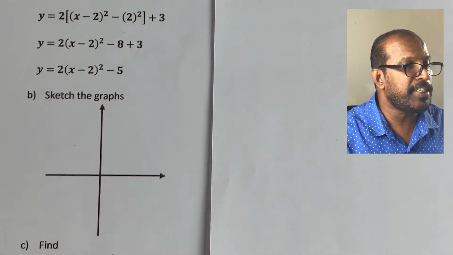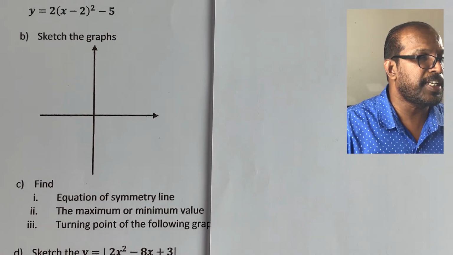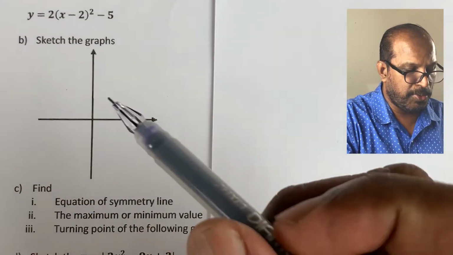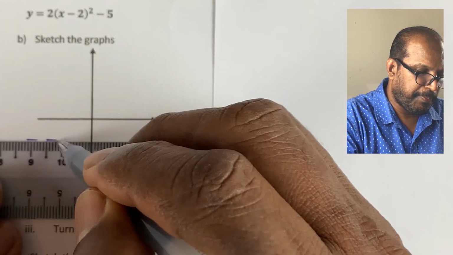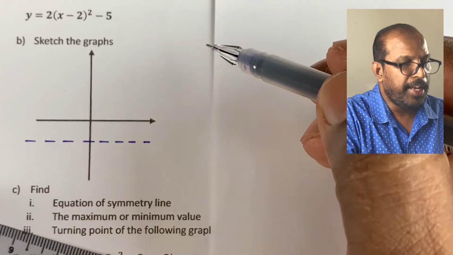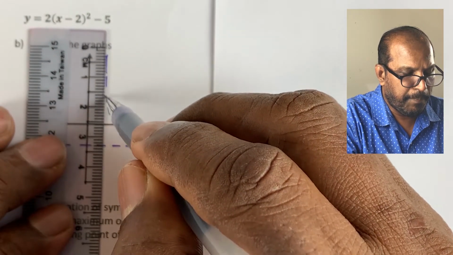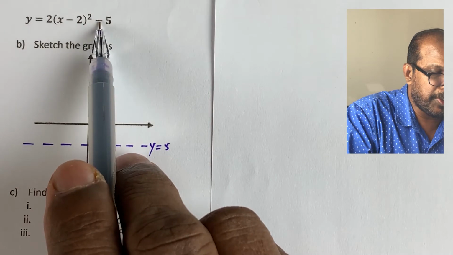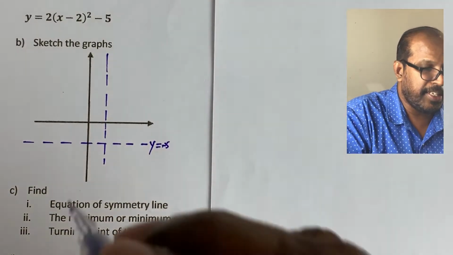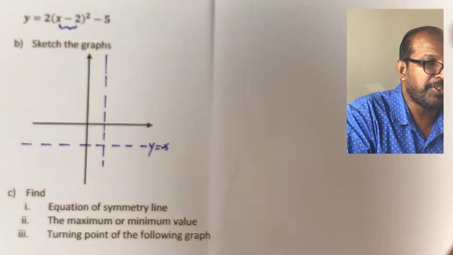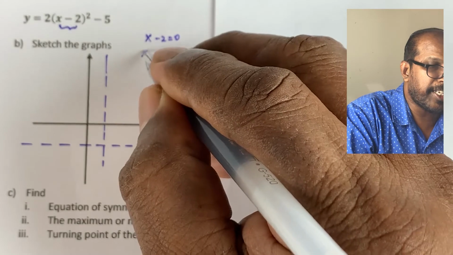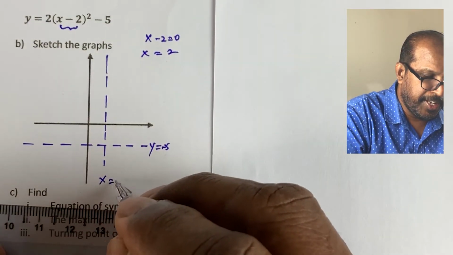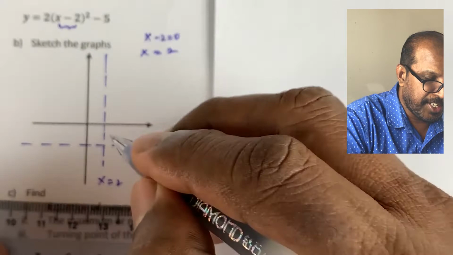Now using this equation, the first thing I'm going to do is sketch the graph. Here y equals negative 5, which is somewhere here, and x equals 2 is somewhere here. Look at this: y equals negative 5. Then for this value, make anything in the bracket equal to 0. So x minus 2 equals 0, so I get x equals 2. This is the x equals 2 line. And this is positive, therefore this is a positive graph. So the graph goes like this.